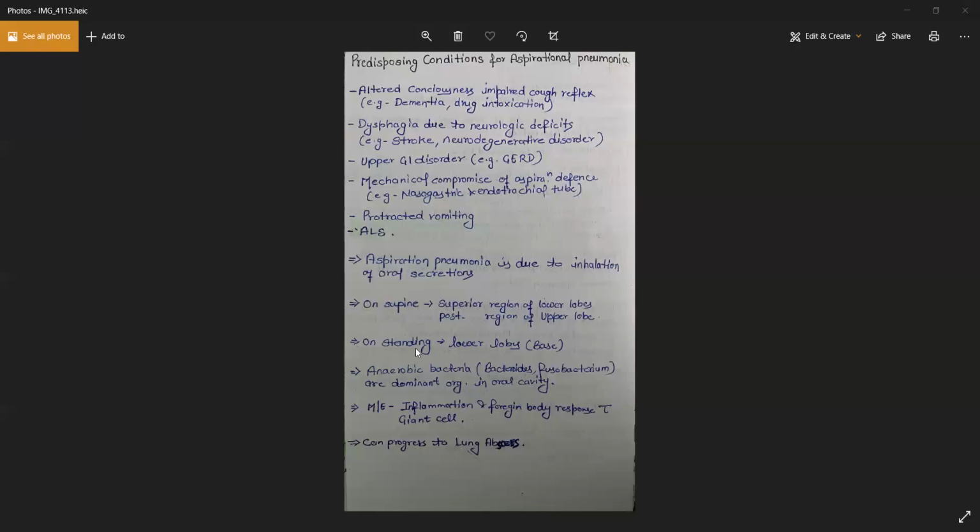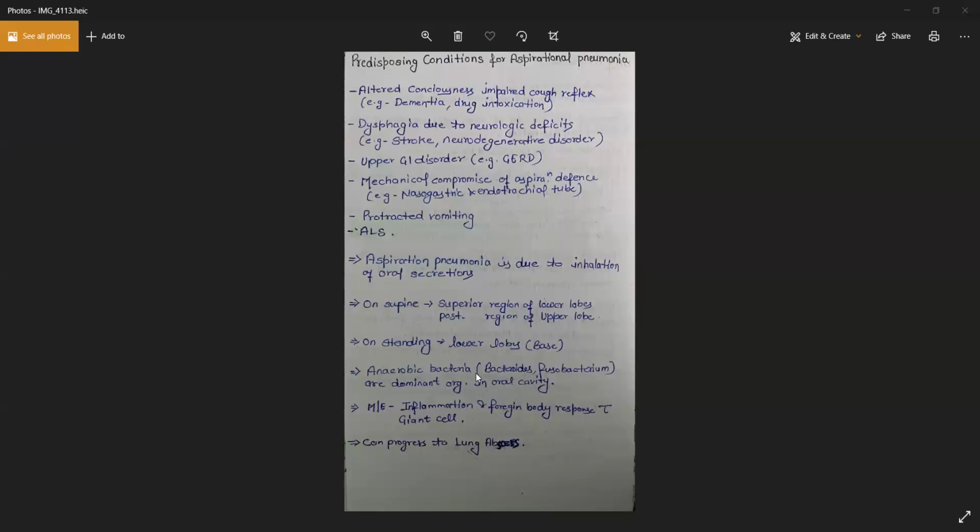Now, again, the same concept. If you aspirate the fluid in the standing position, it will go to the base. If you aspirate the fluid in the supine position, it will go to the superior segment, or you can say the apex of the lower lobe or base of the upper lobe, right? Right. Again, anaerobes are mainly present. On the microscopic findings, what you will see is a foreign body response, giant cells, inflammation. I told you a giant cell is a marker of inflammation, right? Yes. And what is a marker of granuloma? Epithelioid cells. Epithelioid cells. Good.